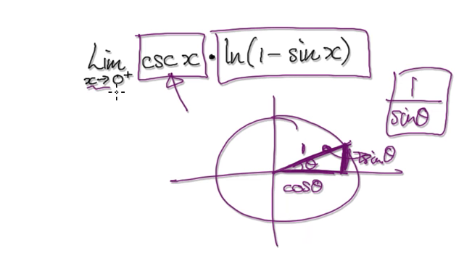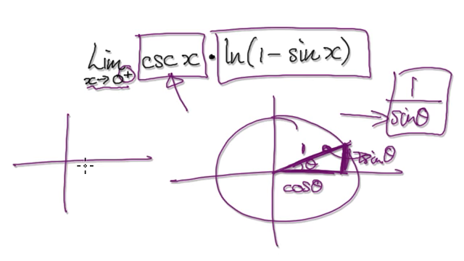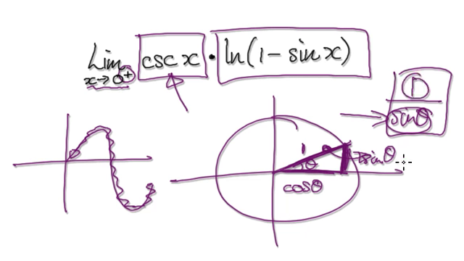So if you look at this, as x tends to 0 from the positive direction, well, sine, this thing here, sine looks like this. So as you're heading towards 0, you are approaching 0. So this thing here will be approaching 0. So here you've got 1 over 0, which is going to head towards infinity. So this thing here is going to head towards infinity.